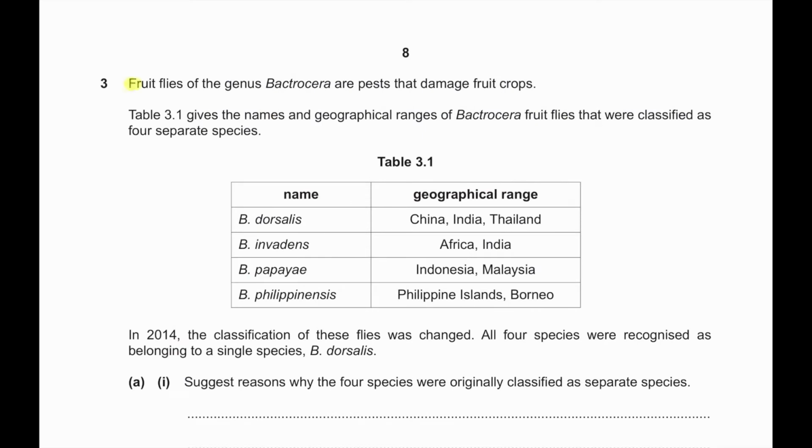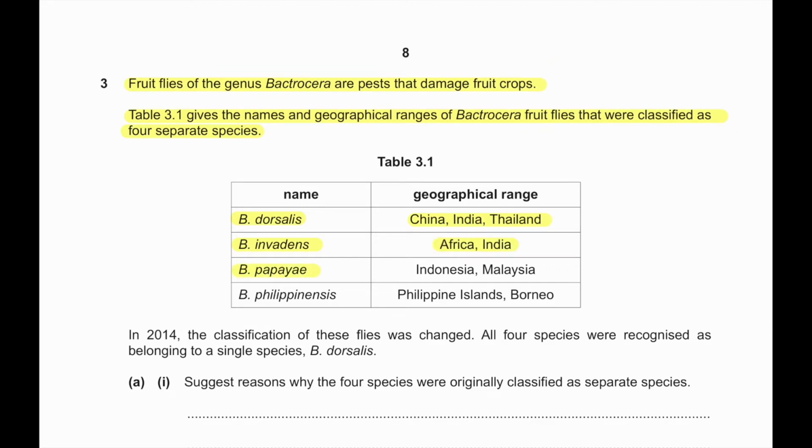Question number 3. Fruit flies of the genus Bactrocera are pests that damage fruit crops. Table 3.1 gives the names and geographical ranges of Bactrocera fruit flies that were classified as 4 separate species. First of all, name B. dorsalis, China, India and Thailand.